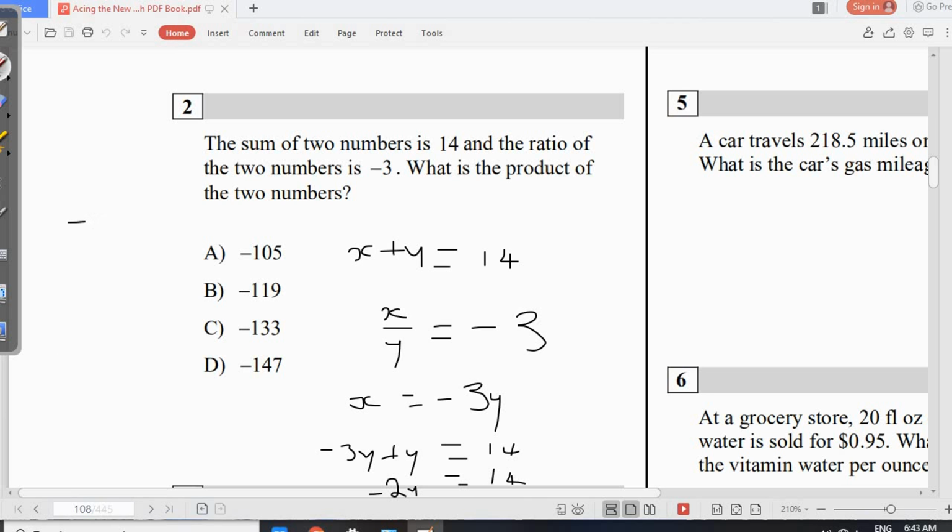So if y is minus 7, remember the sum of the two numbers is 14. So we have minus 7 plus x rather. Minus 7 plus x will give you 14. And minus 7 plus 21, yes, it's 14. So we have 21 and minus 7. So minus 7 times 21, those are the two numbers. So your answer will be that leaves your answer as D, minus 147. Alright, let's move to the next one.